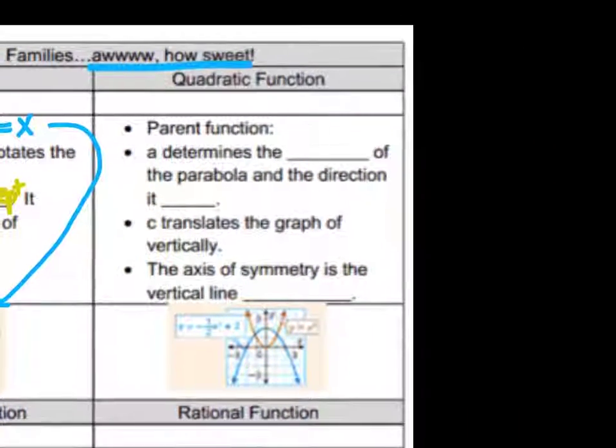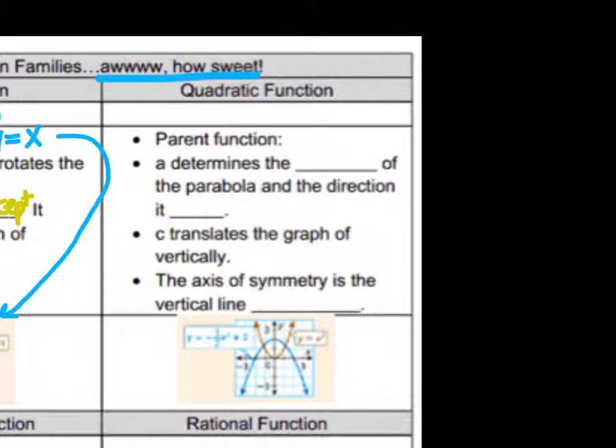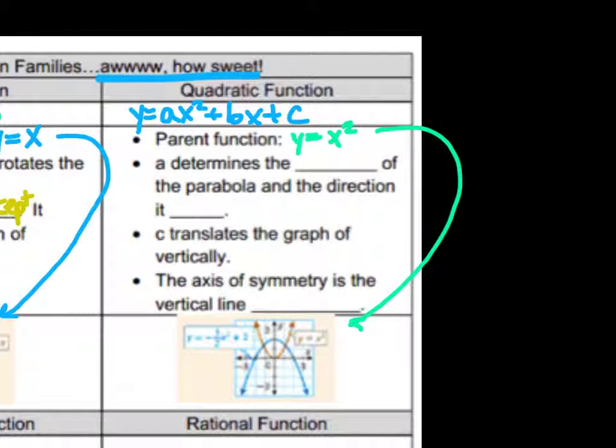The last half of the year we've been working with quadratic functions, and quadratic functions in standard form look like this: y is equal to ax squared plus bx plus c. The ultimate parent function, the ultimate quadratic function, would be y is equal to x squared. That is again in red on this little graph. It's hard to see, I'm sorry, very blurry. It's also in your book if you'd like to look at it on page 862.